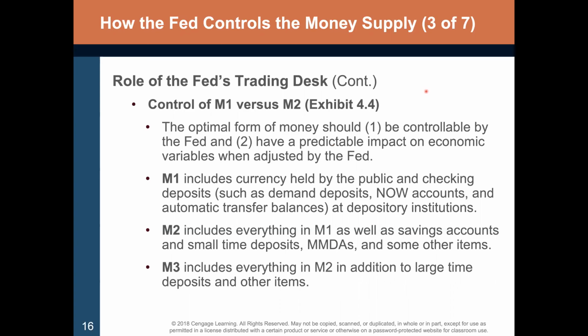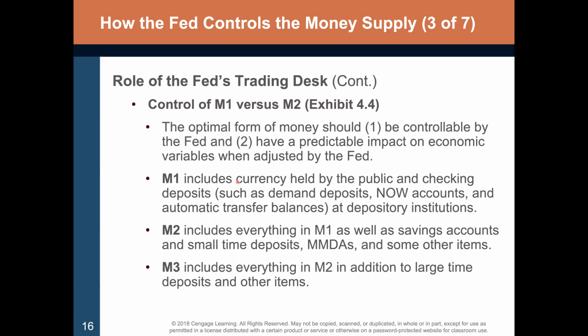So when the Fed conducts open market operations to adjust the money supply, it must also consider the measure of money on which it will focus. So what measure of money is it going to look at? The optimal form of money should, one, be controllable by the Fed, so they can control it, and two, have a predictable impact on economic variables when adjusted by the Fed.